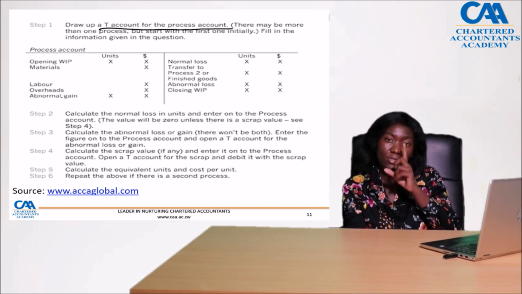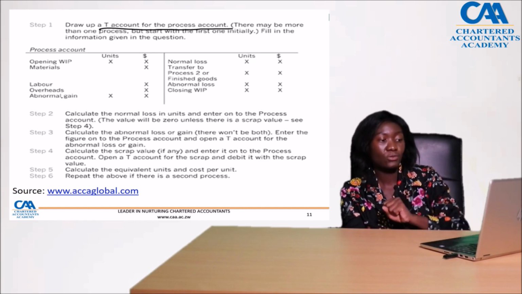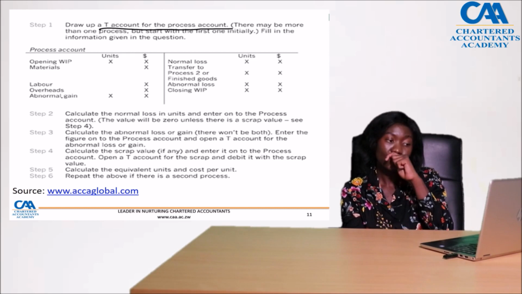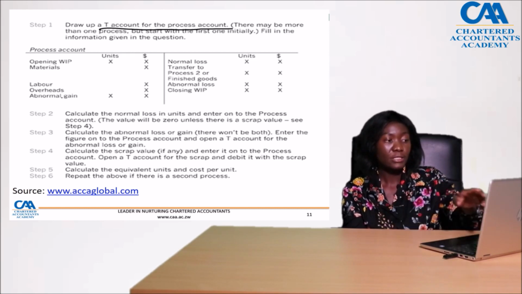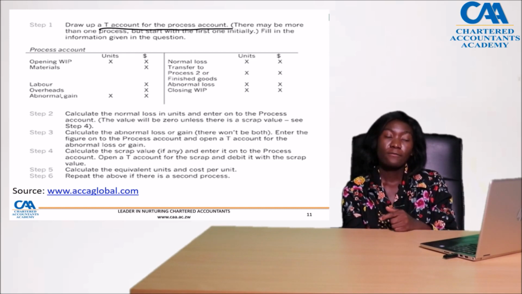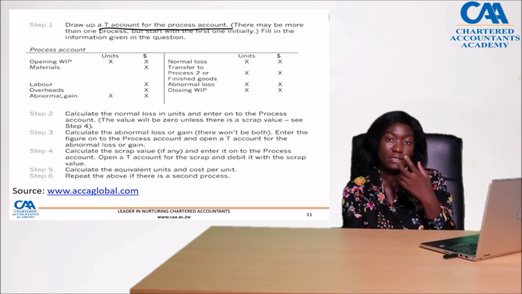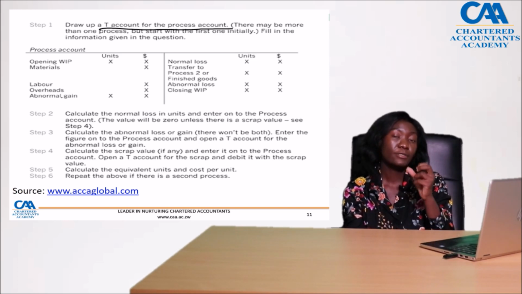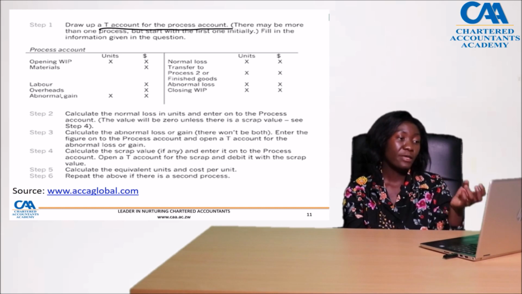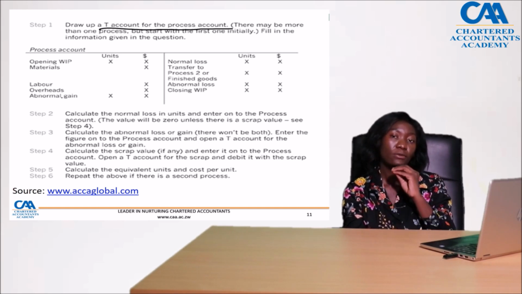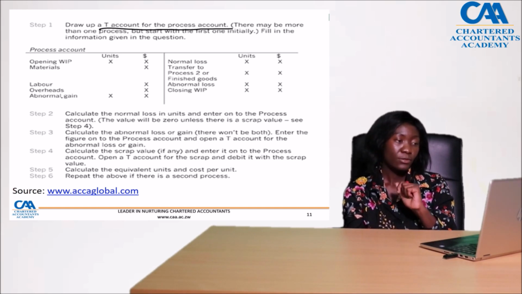You also calculate your scrap value and include it in the process costing. From there, you calculate your equivalent units and cost per unit based on the units and these figures. You repeat the above if there is a second what? There is a second process. So this is how we approach a process costing question. You may be given 1 or 2 or 3 processes, but this is how we approach a process costing question.